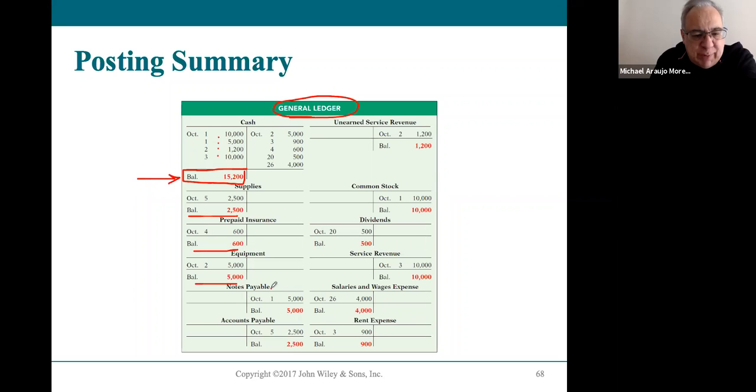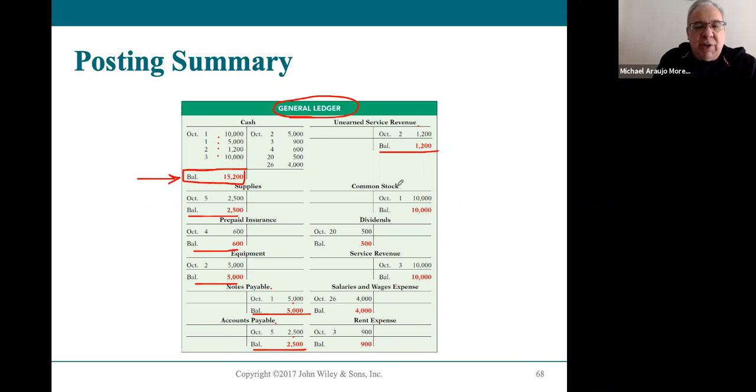Payables are next. Notes payable is a liability. Accounts payable is a liability. Unearned service revenue is a liability. Notice that they were also affected, but all on their credit side, because for liabilities we show more liabilities on the credit side. So all of these are credit balances in the liability accounts because we have those liabilities on our books.